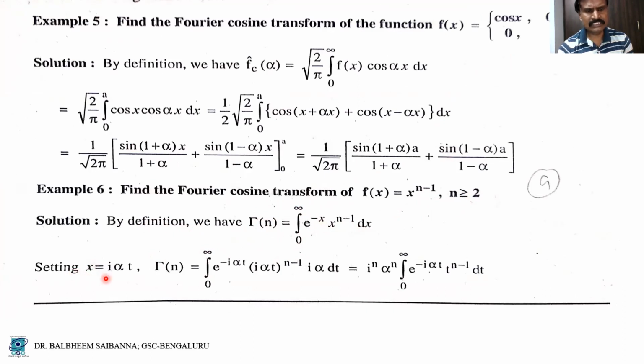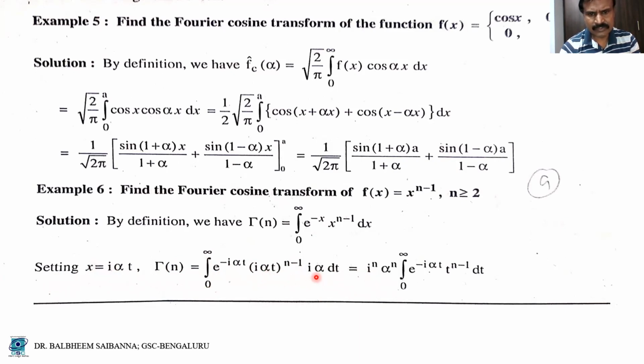Then substituting x equal to i alpha t, this gamma function is written as gamma n equal to the integral from 0 to infinity of e to the power of minus i alpha t, (i alpha t) raised to the power n minus 1, i alpha dt. Here x is i alpha t, so dx is i alpha dt. So I get i to the power of n minus 1 times i; simplifying, you get i to the power of n.